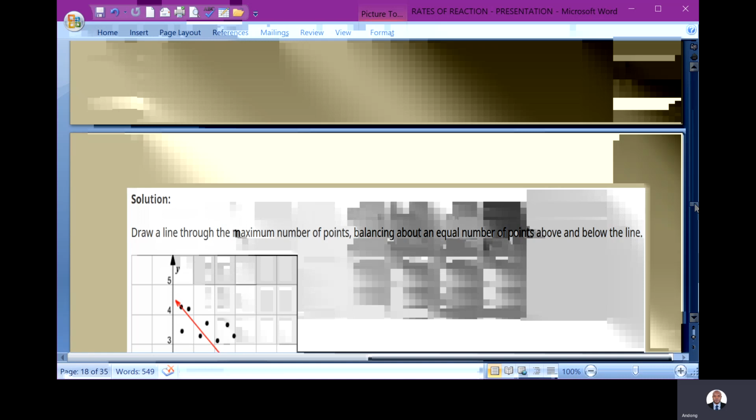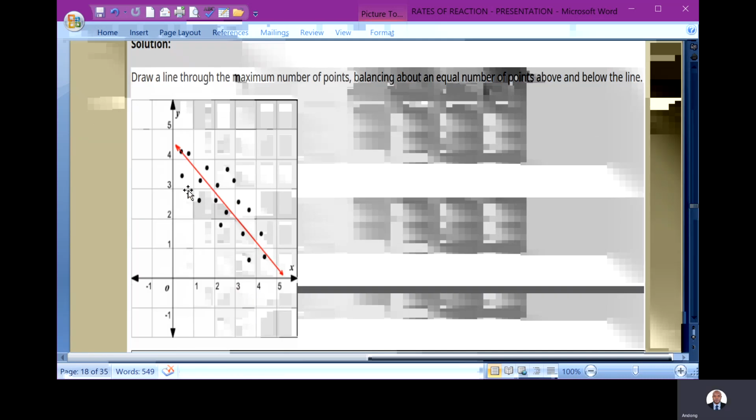After taking into consideration the number of points, you can draw a line like this one. You will see that this line is passing through only one point. Above the line, how many points are there? We have 1, 2, 3, 4, 5, 6, 7, 8. And below the line, we have 1, 2, 3, 4, 5, 6, 7, 8. And only one point is on the line. So this is a good line of best fit. Another example could be this other one.